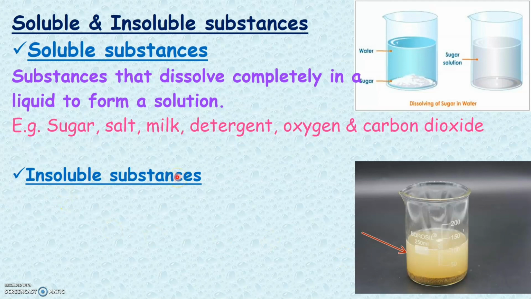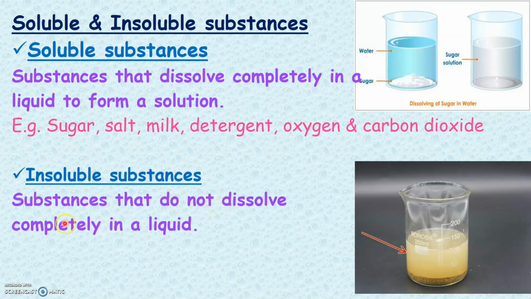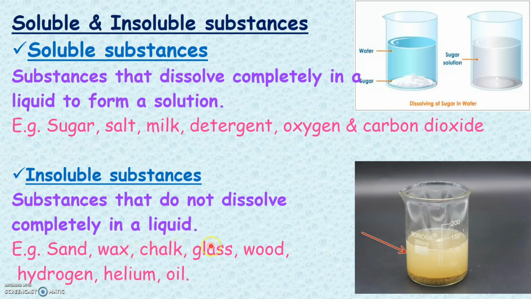So insoluble substances are those substances that do not dissolve in a liquid completely. Other than sand, other examples of insoluble substances are wax, chalk, glass, wood, and gases like hydrogen and helium, and liquid like oil. So all these substances do not dissolve completely in a liquid, and therefore we call them insoluble substances.